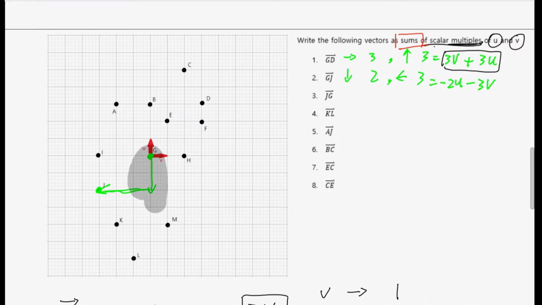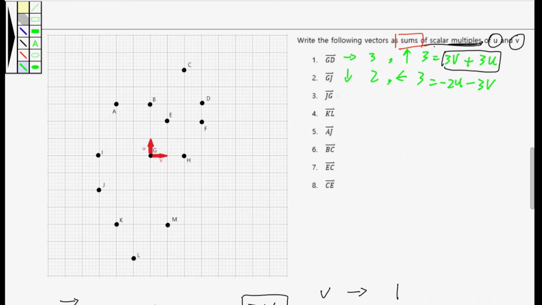Keep going. Next one is vector JG. J is here, G is here. So it's the same thing, only the starting point is different. So go right, the same direction as vector v and magnitude 3, and the same direction as vector u and magnitude 2. So it is the same as 3 vector v plus 2 vector u.